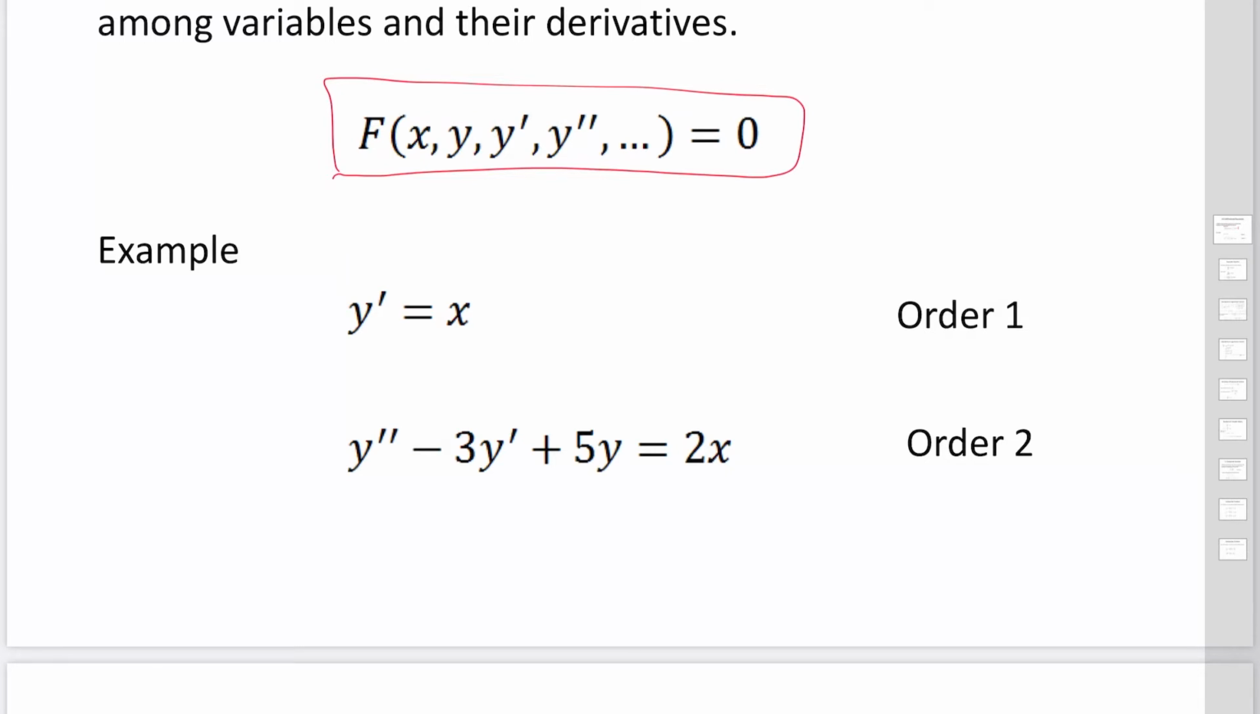In this case, you can find the highest order of the derivatives. In the first case, y' is just first order, so we call this a first order differential equation. In the second case, the highest order derivative is a second derivative, so we call this a second order differential equation. In most cases, a differential equation is too difficult to solve, but some simple cases we can solve. So we are going to study such simple cases.